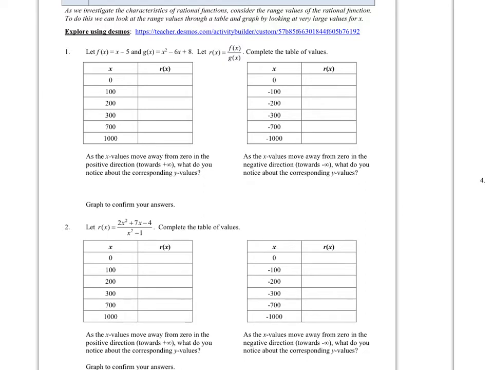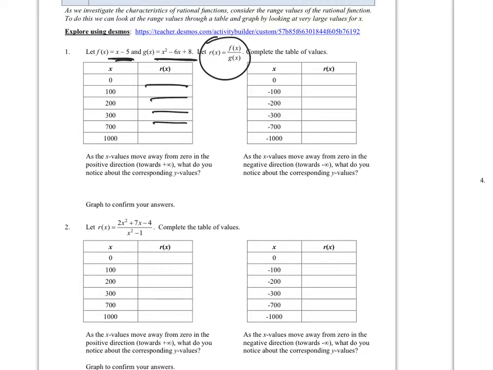So first things first, you are going to plug this function into your calculator: f of x divided by g of x. So it's going to be x minus 5 divided by x squared minus 6x plus 8. And you're going to look at your outputs when x is 0, 100, 200, 300, and so forth, as well as in the negatives.